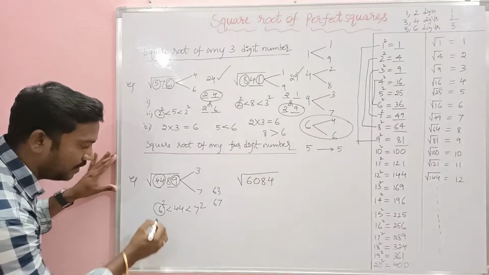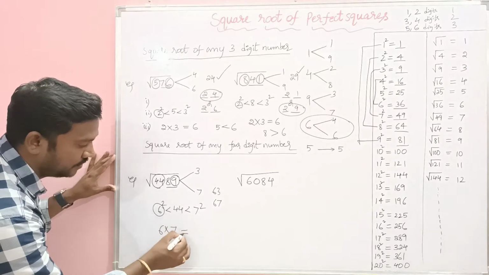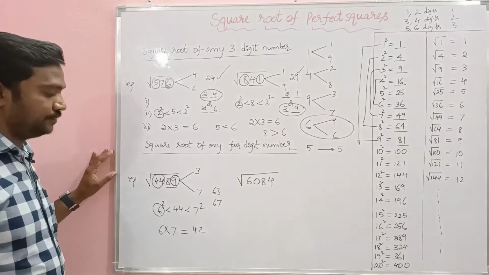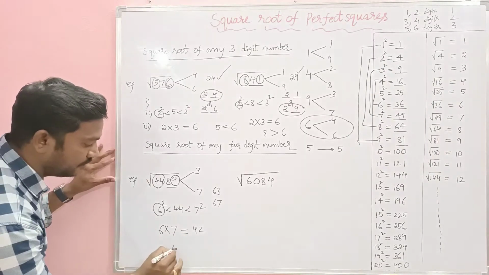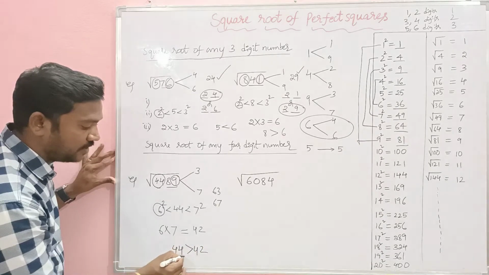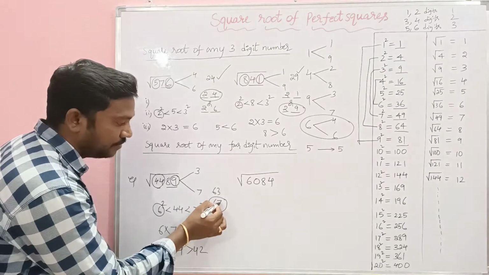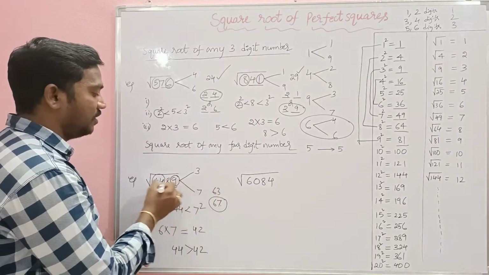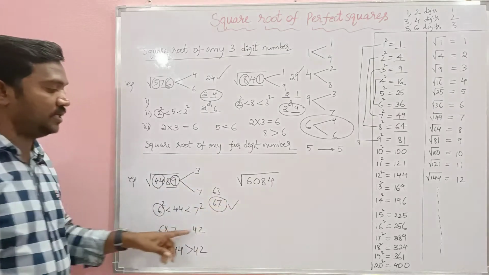Now multiply the number 6 with its consecutive number 7, we get 42. 6 sevens are 42. Now compare 44 with 42. 44 is greater than 42. So here we have to take the larger number, which means 7. So the square root of 4489 is nothing but 67.